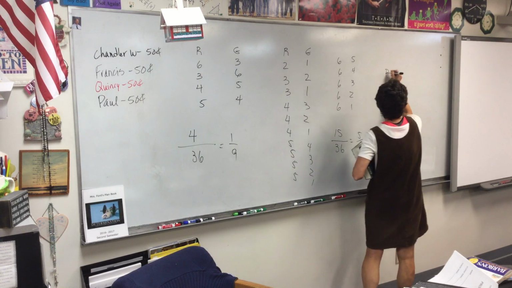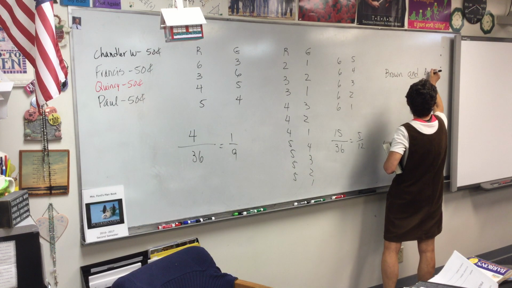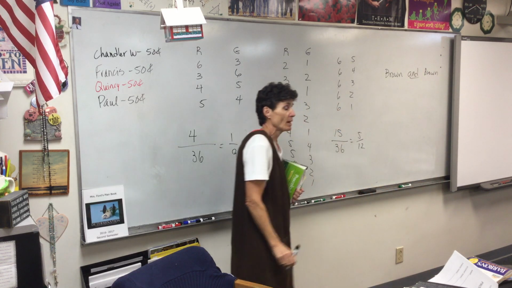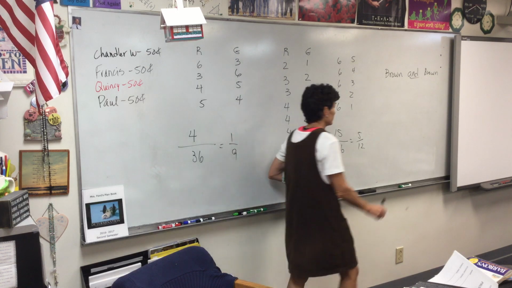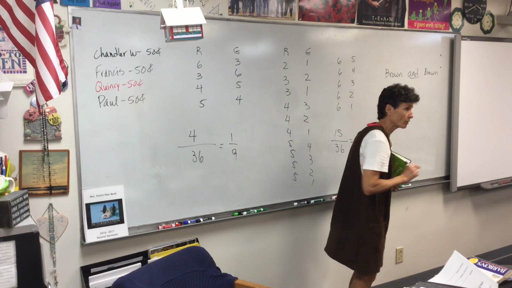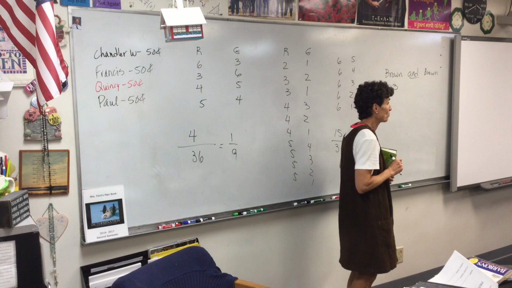So we want brown and brown. What's the probability the first one will be brown? 0.3. Now, before you say, I didn't know that, kids, it's in the chart. The chart tells you. The probability of getting a brown is 0.3.